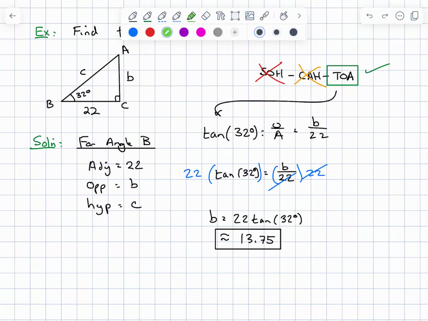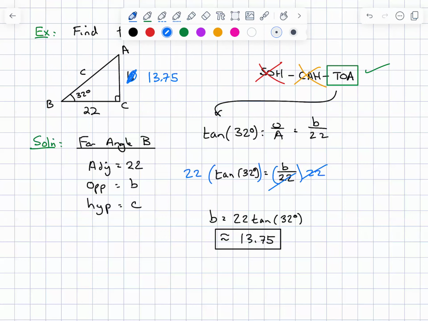So if you were given, let's just say they actually told you that this was 13.75 and they wanted you to find C. Now you could use either trig function to do it, but there's actually another way you could do it. The Pythagorean theorem. So if you're given two side lengths of a right triangle, you can find the third by the Pythagorean theorem. But yes, you can use either.